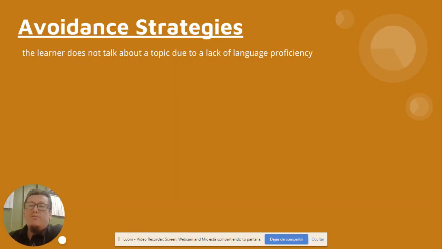Now, the avoidance strategies, well, just like their name says, it's when the learner doesn't want to talk about something, and usually this is because that specific learner is not proficient enough in the language to talk about whatever topic it is. So let's say you're talking about going to the movies, and then that specific learner doesn't know a lot of vocabulary about movies. So in this specific case, a strategy that the learner may implement is to avoid talking about the movie, thus changing the topic.